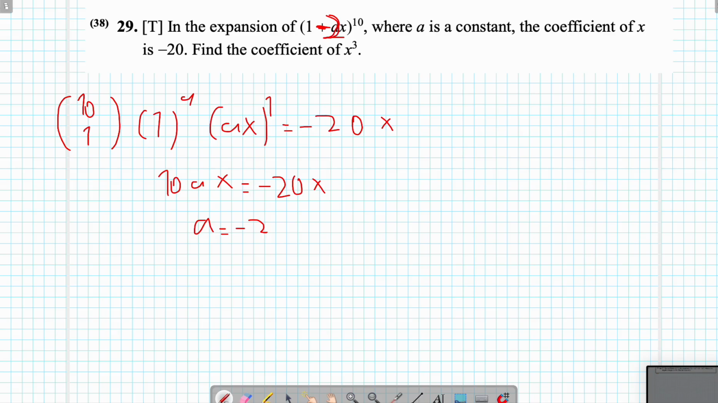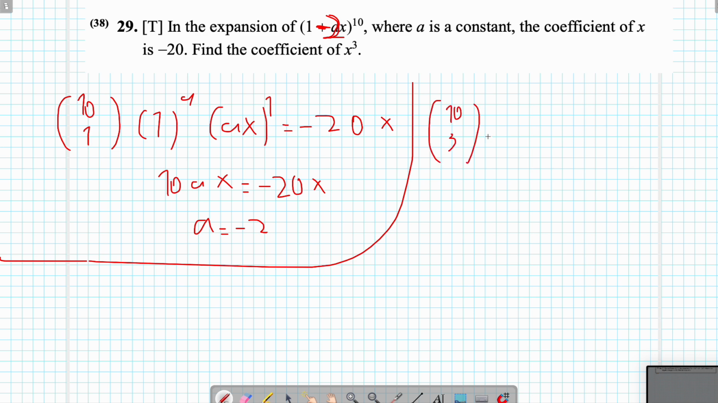And now they want the coefficient of x cubed, which is when k is 3. So again, 10C3 times 1 to the 7 times (-2x) cubed, which will give us 10C3 is 120. So 120 times -8, which is -960x cubed.